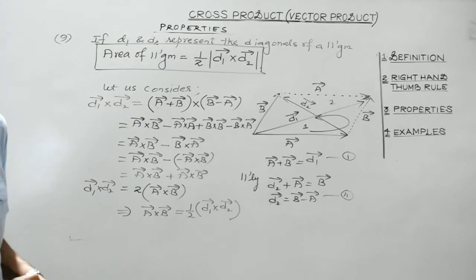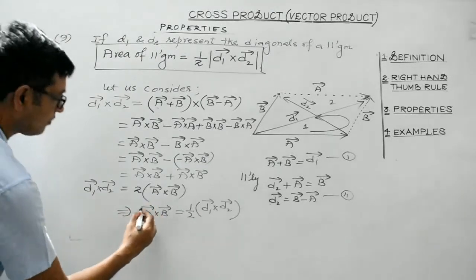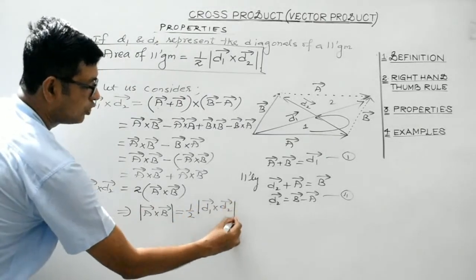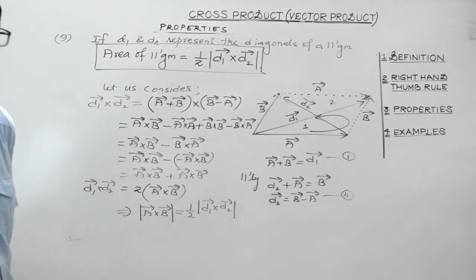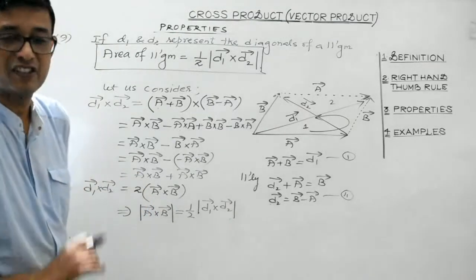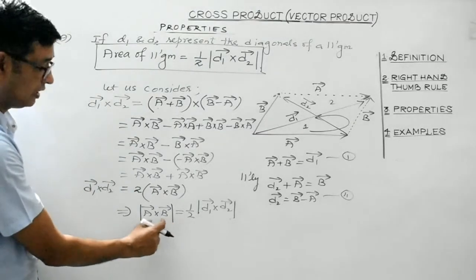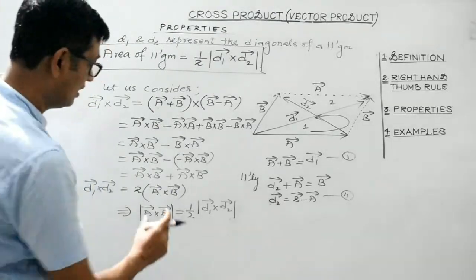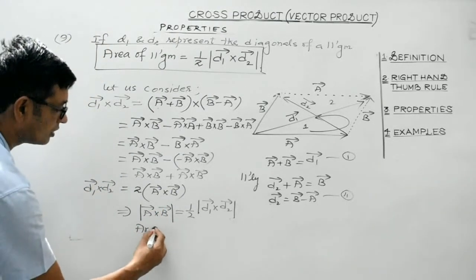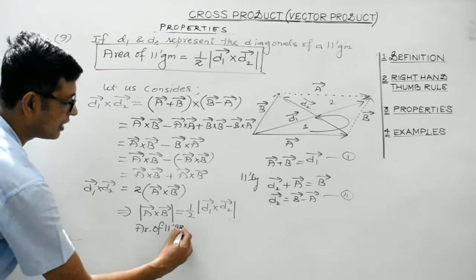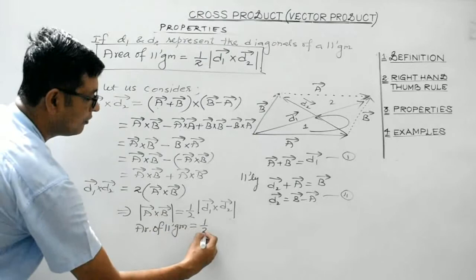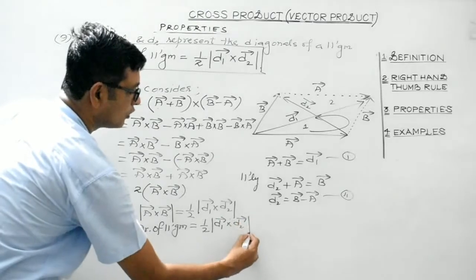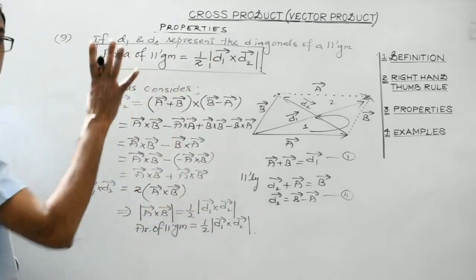Still further, students, taking magnitude, what we get is the magnitude of a cross b is equal to half the magnitude of the cross product of d1 vector and d2 vector. And in the previous property, we have discussed the magnitude of a cross b, where a and b represent the two adjacent sides of a parallelogram. This gives the area of the parallelogram formed by a vector and b vector. So it is equal to half the magnitude of the cross product of the two diagonals of the parallelogram. So this is what we are able to prove.